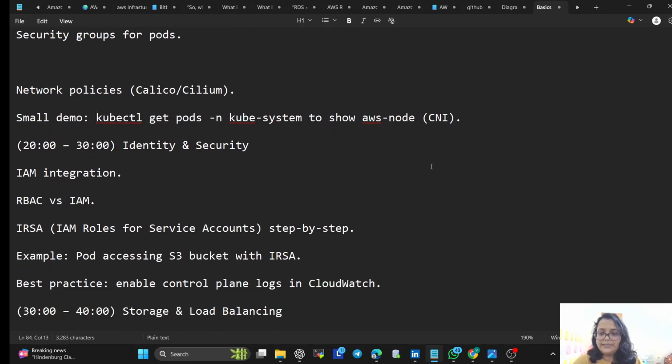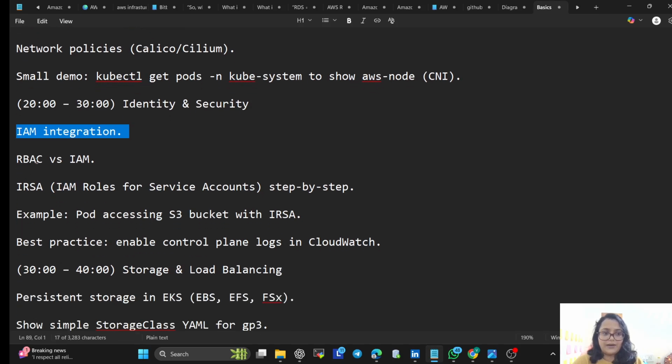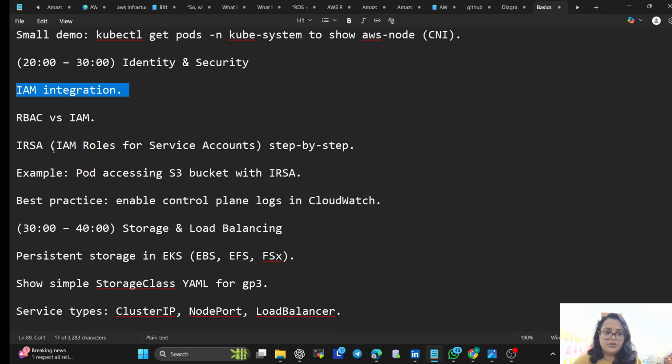Now, identity and security. In IAM integration, AWS IAM controls AWS resource access and Kubernetes RBAC controls cluster access. It is RBAC plus IAM. Now IRSA, IAM roles for service accounts, step by step. For example, a pod accessing an S3 bucket with IRSA.